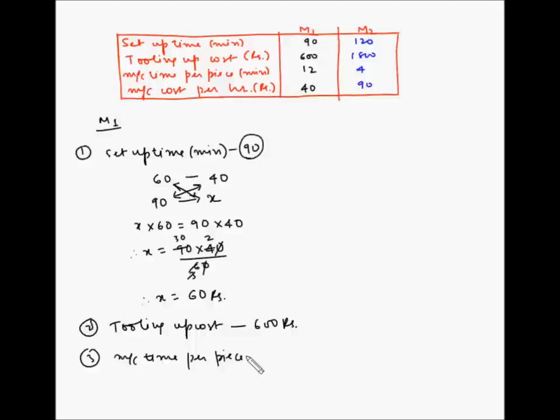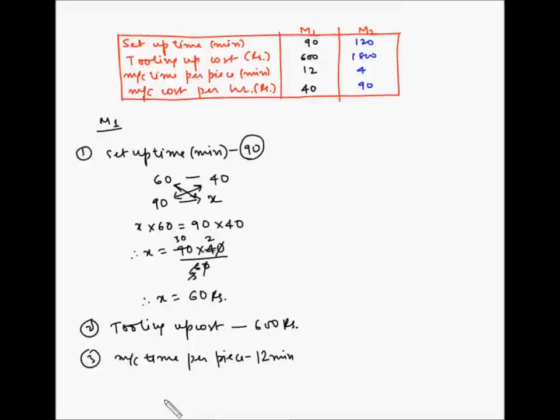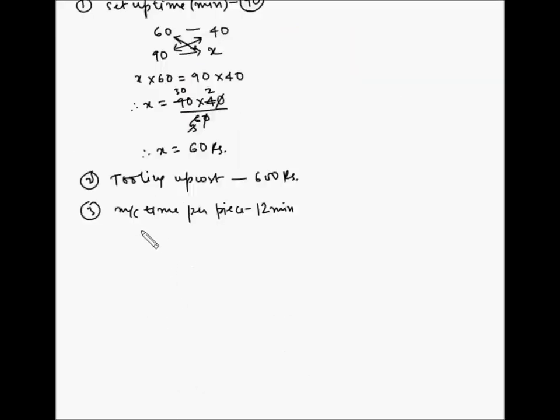So this is given to us as 12 minutes per piece. Now we know that here we have to process 1000 pieces, and so we want to find out how much time is it going to take for machining on these 1000 pieces.